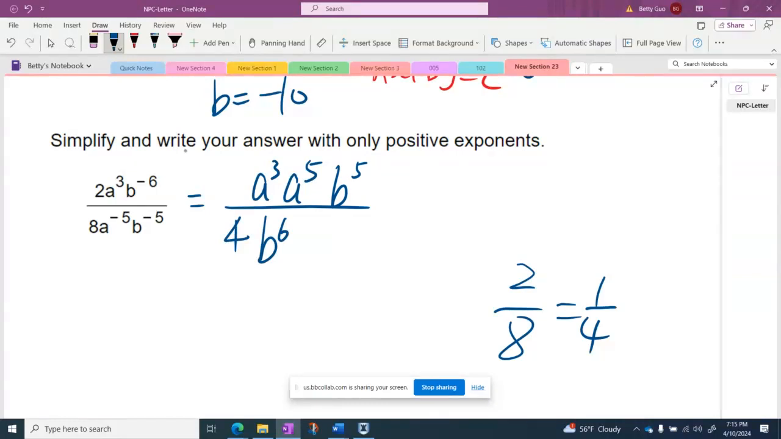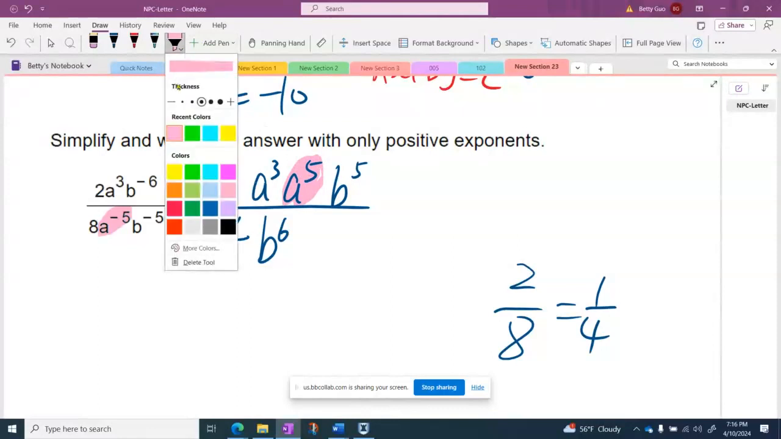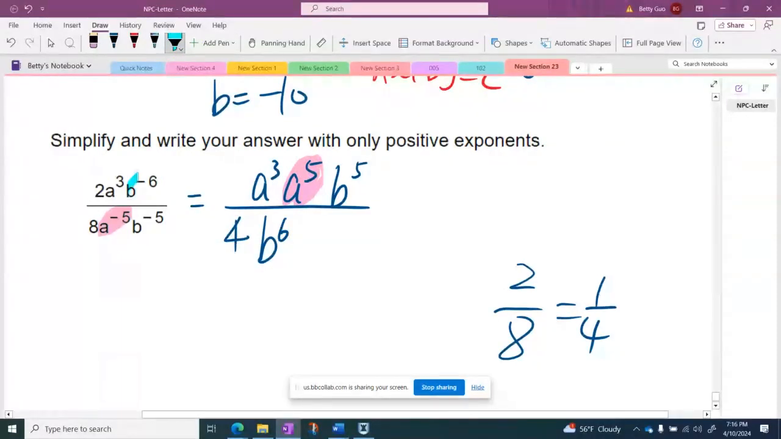Let me use the color to demonstrate what happened here, all right? What happened is this pink in the denominator becomes this pink in the numerator. Change color. This blue in the numerator becomes this blue in the denominator. Change color. This yellow in the denominator becomes this yellow in the numerator. Okay, guys. So the a to the power cube stays on the top. We did not change that part. Do you see what happened here?